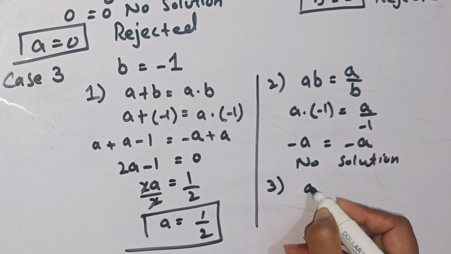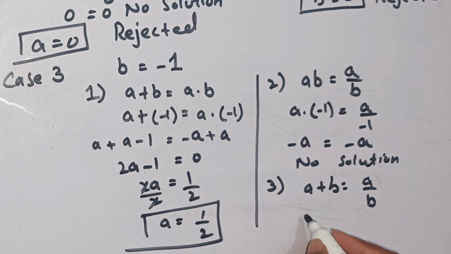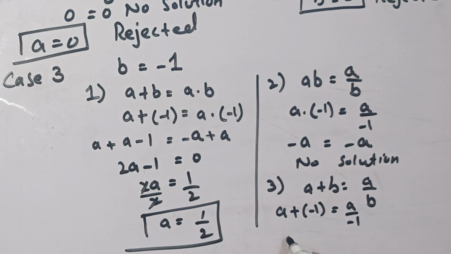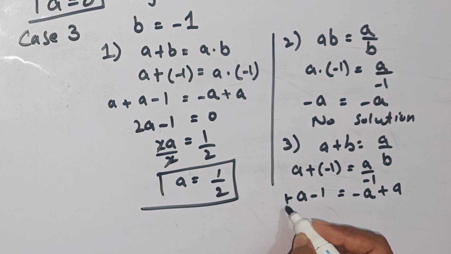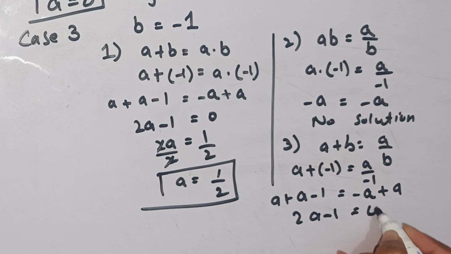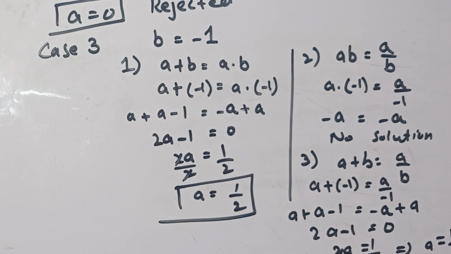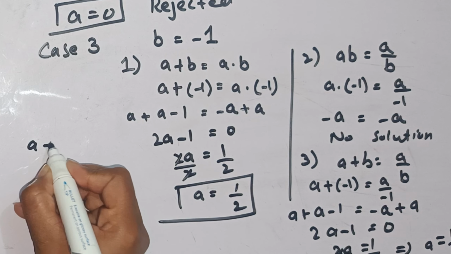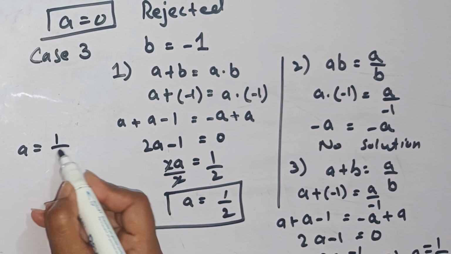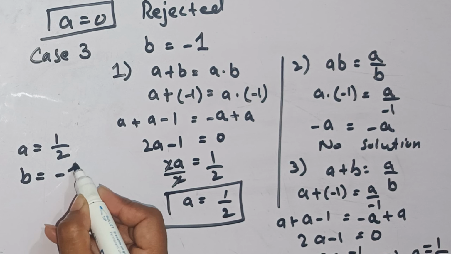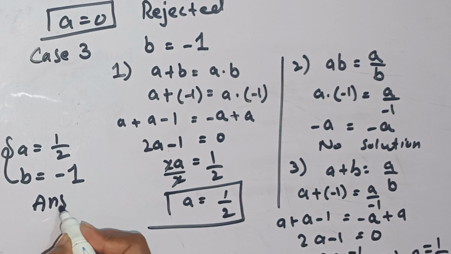Now our third equation is a plus b is equal to a over b, and we apply the value of b. So we have a plus negative 1 is equal to a over negative 1. Simplify this. A minus 1 is equal to negative a. Add a on both sides. So we have 2 times a minus 1 is equal to 0. Add 1 on both sides. We have 2a is equal to 1. Divide this equation by 2 on both sides. So we get a is equal to 1 over 2. So in our question, a is equal to 1 over 2 and the value of b is negative 1. So this is the answer to our question.